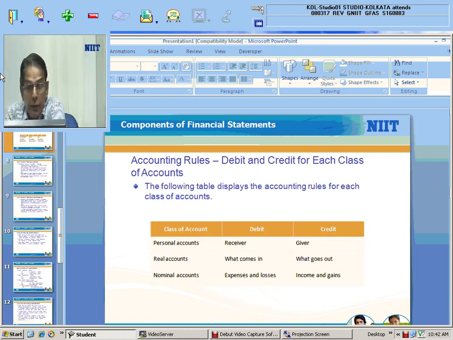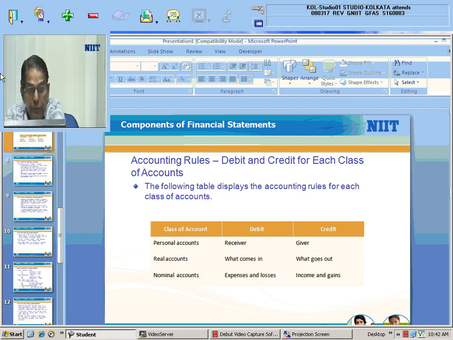So, the accounting rules for each class of accounts are very simple, but something you have to always remember. Personal accounts: always debit the receiver and credit the giver. If it is a personal account and the person received, then debit the receiver's account, debit the personal account. If the person gave, credit the account.